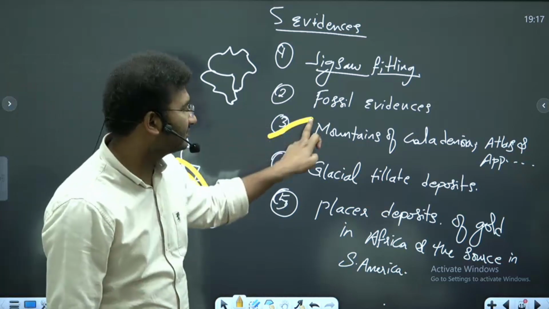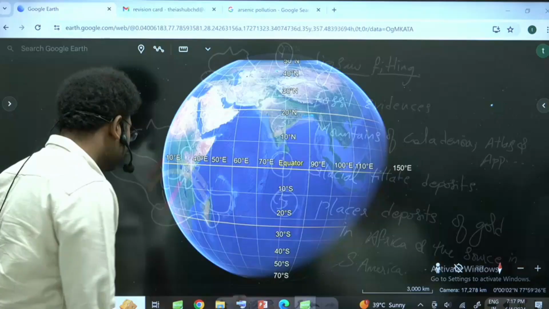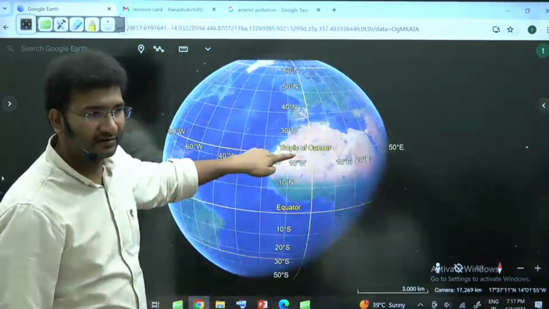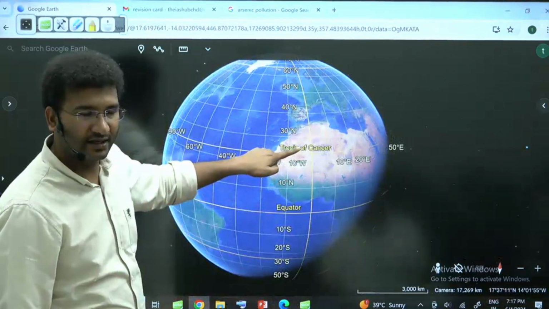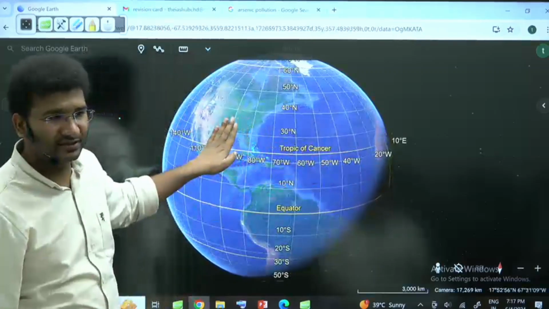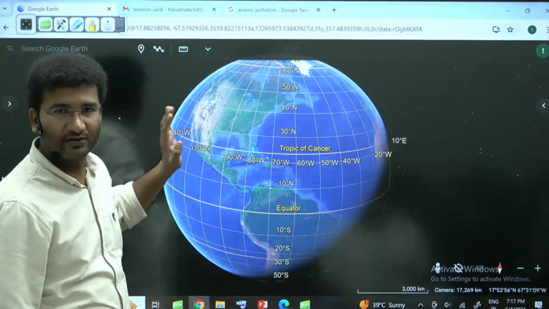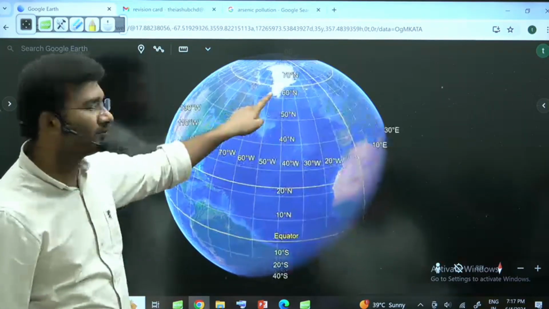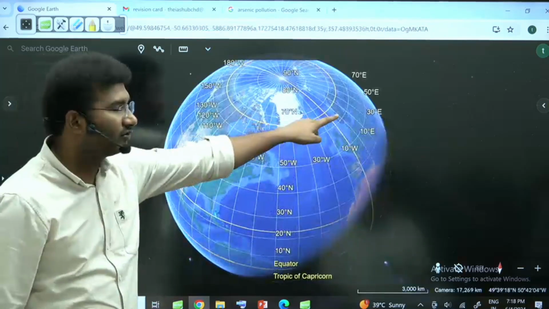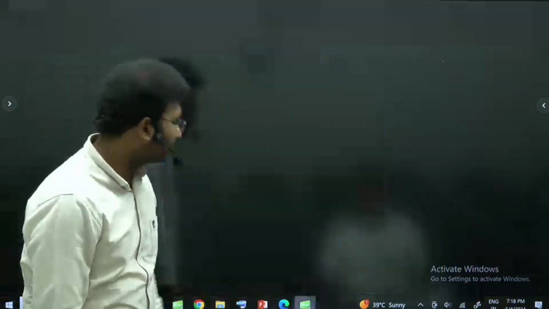Next, mountains: Caledonian, Atlas Mountains and Appalachian Mountains. Now, where are these mountains present? See, the mountains which are present in Africa are called Atlas. Exactly a similar kind of age, you see these rocks. These are Appalachian Mountains in USA. You can also open your atlas and look into it. And here, Caledonian Mountains and Hercynian Mountains between Norway and Greenland. Right? This is another evidence.